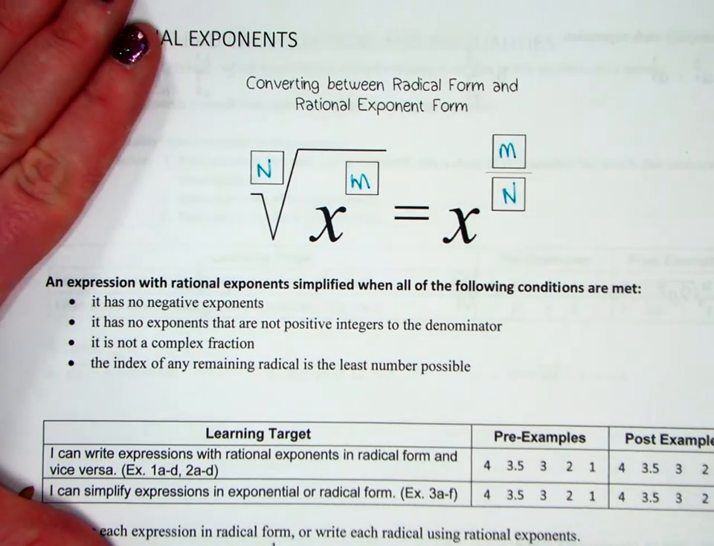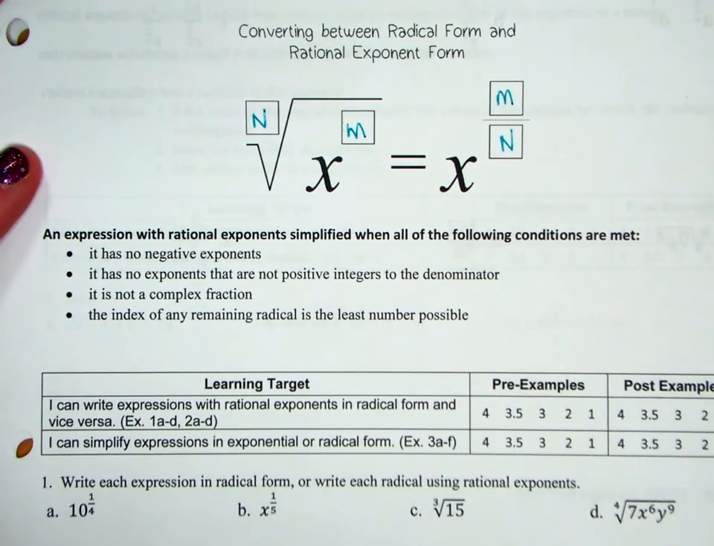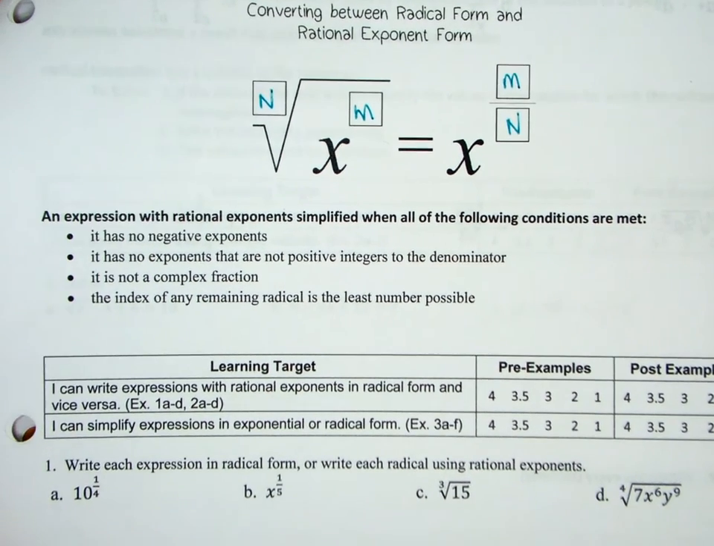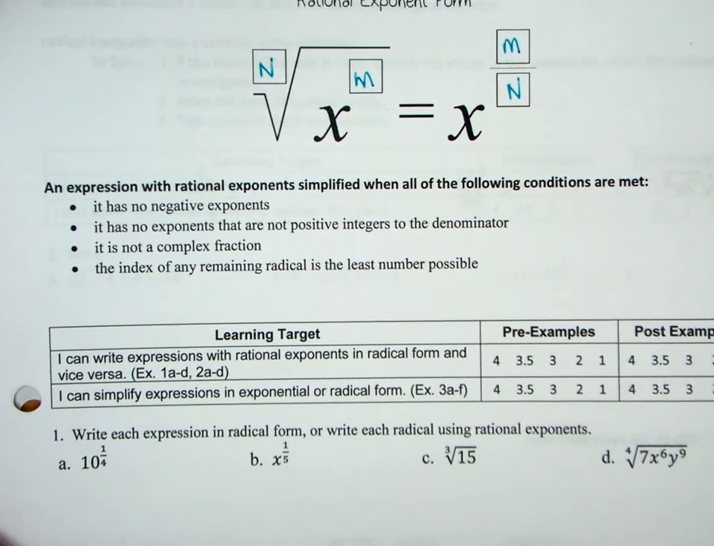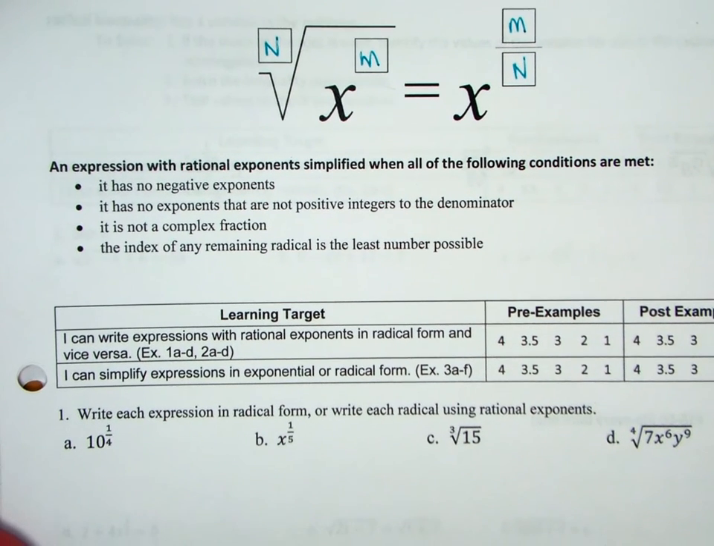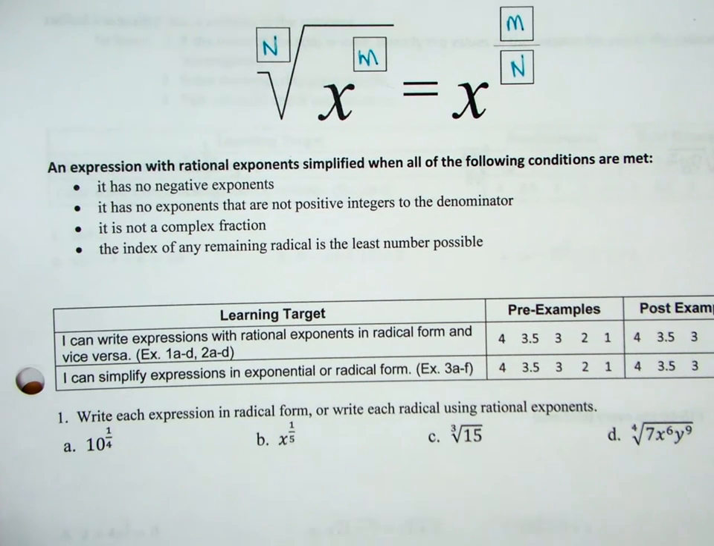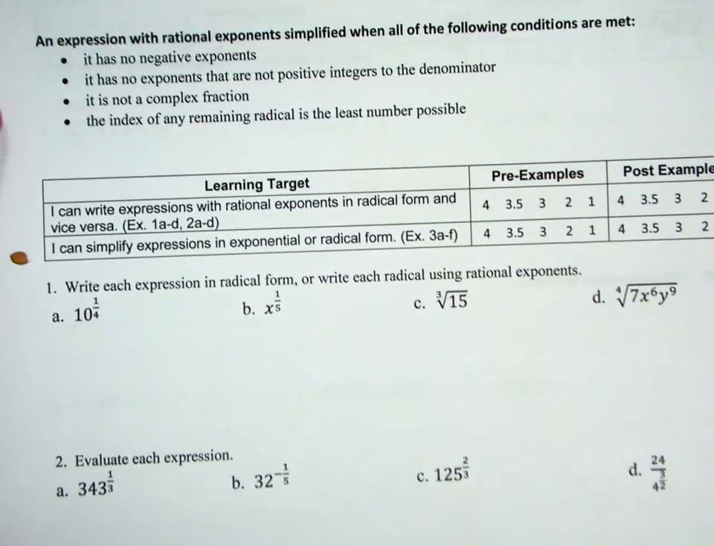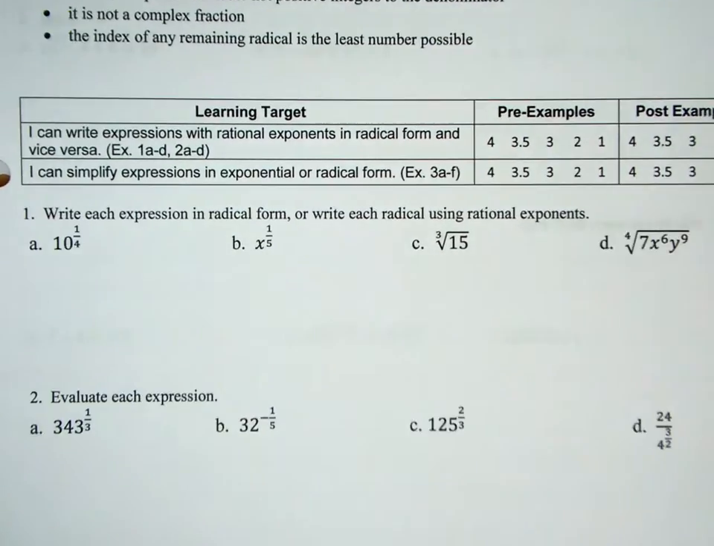index. An expression with rational exponents simplified is when all the following conditions are met: it has no negative exponents, no exponents that are not positive integers in the denominator. It is not a complex fraction, and the index of the remaining radical is the least number possible, meaning you simplify your radicals, or your fractions, excuse me.